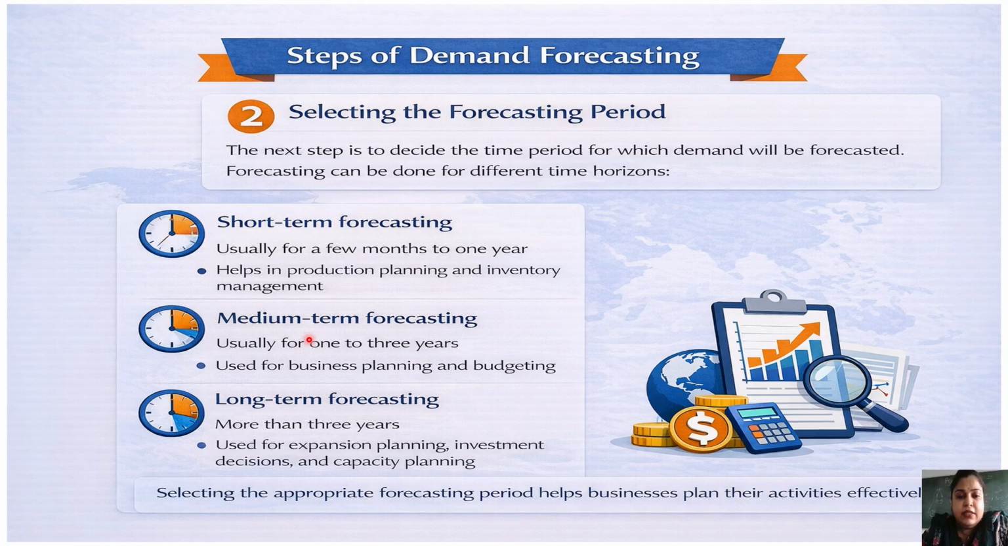Okay. Second is medium-term forecasting. It is usually 1 to 3 years. It also helps in business planning and budgeting. The last one is long-term forecasting. It is more than 3 years. In this planning, basically managers use it for expansion, production planning, investment decision, and capacity planning. So selecting the appropriate forecasting period helps business plan their activity.